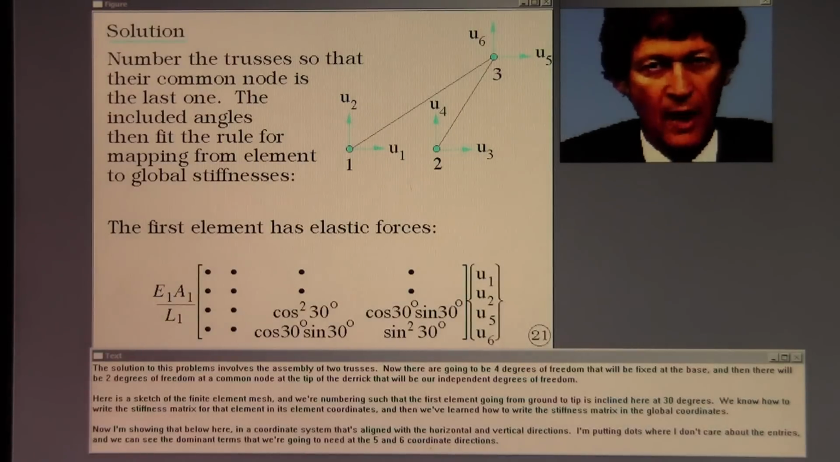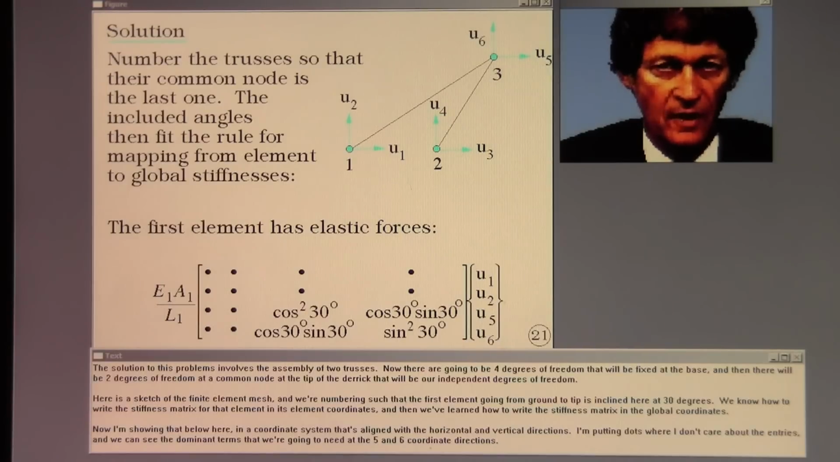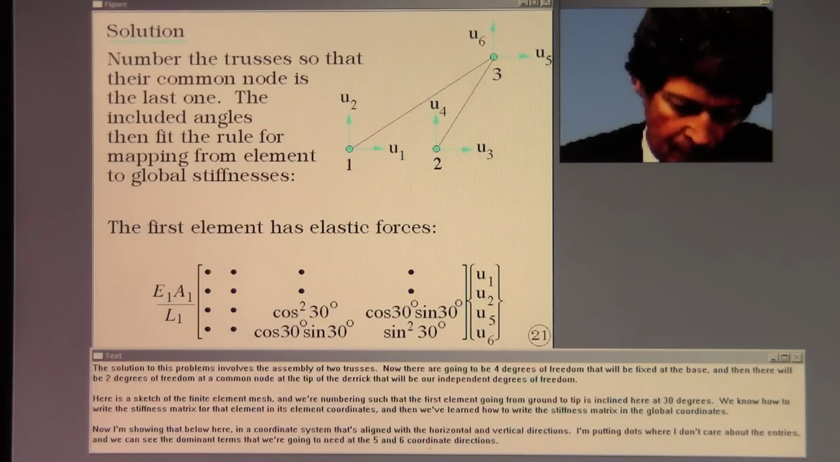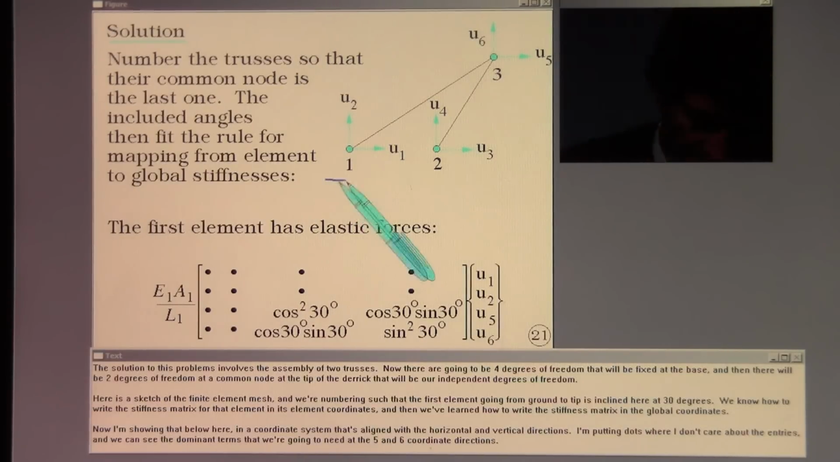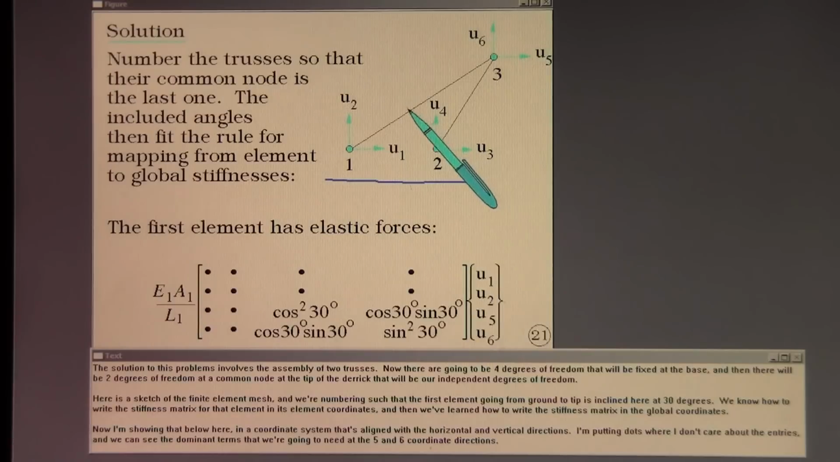The solution to this problem involves the assembly of two trusses. Now there are going to be 4 degrees of freedom that will be fixed at the base, and then there will be 2 degrees of freedom at a common node at the tip of the derrick that will be our independent degrees of freedom. Here's a sketch of the finite element mesh, and we're numbering such that the first element going from ground to tip is inclined here at 30 degrees.